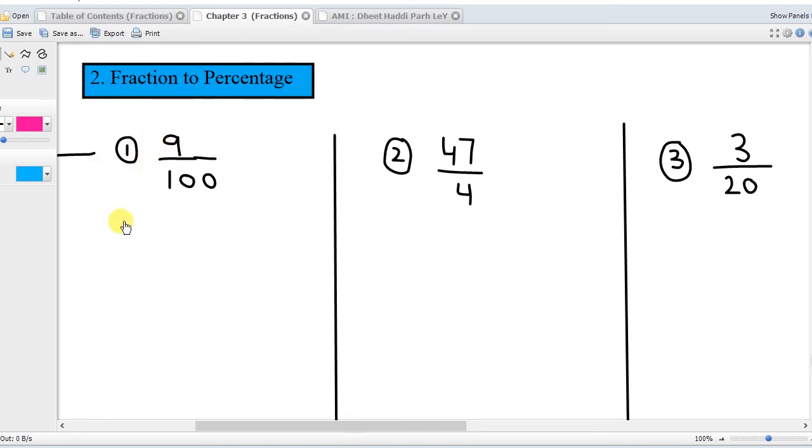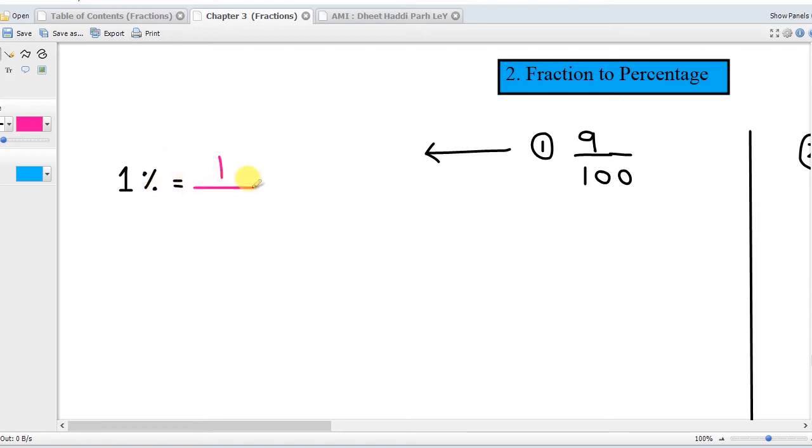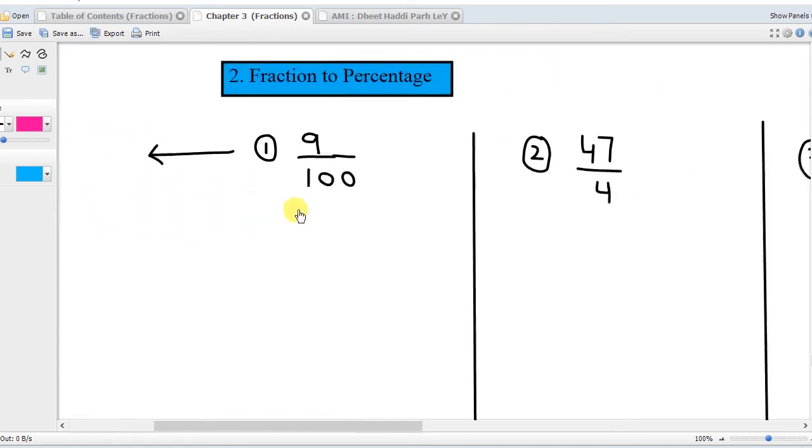Okay, before solving the question, let me tell you one thing. So what is the meaning of 1%? Percent means, per means divide in mathematics, and cent means 100. So 1% means 1 over 100. 1 divided by 100 or 1 over 100, and this is in the form of a fraction, right? Okay, moving back.